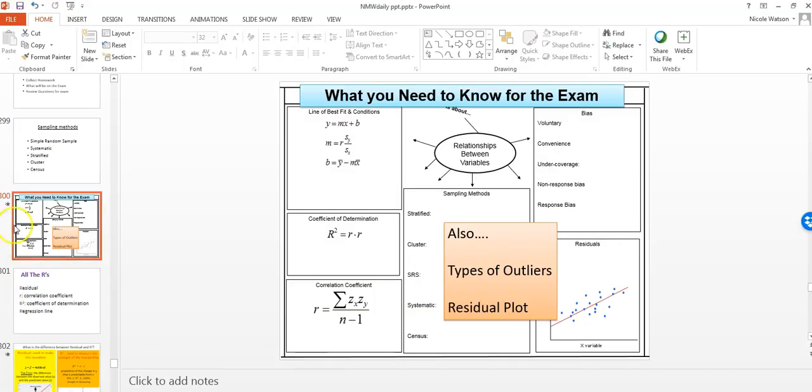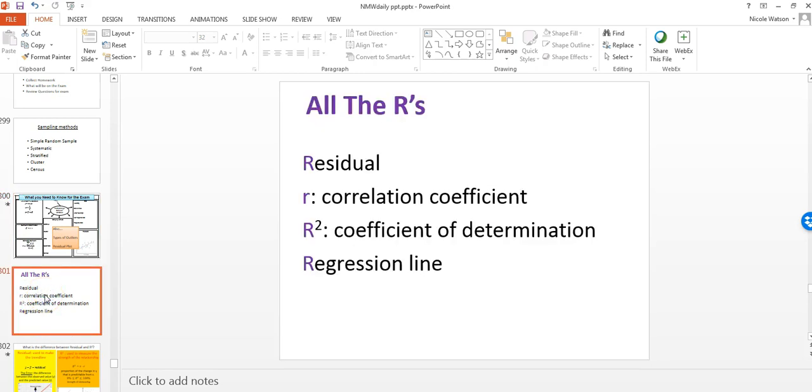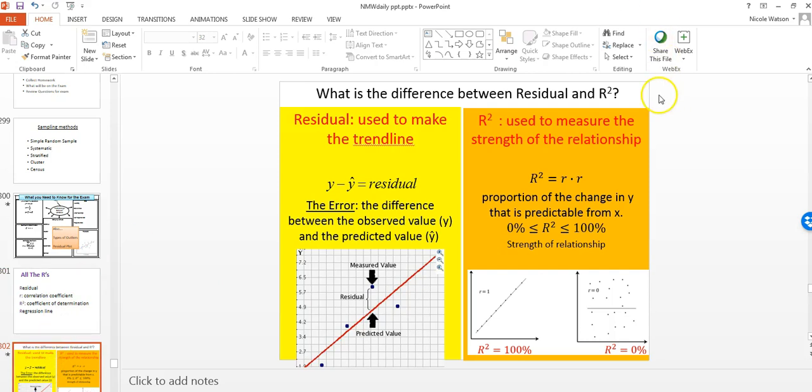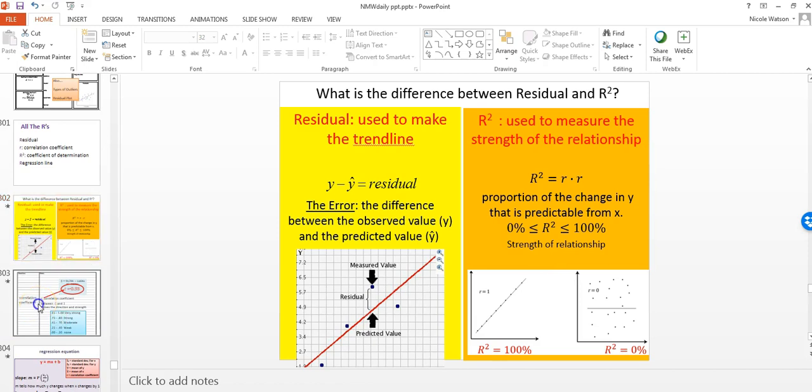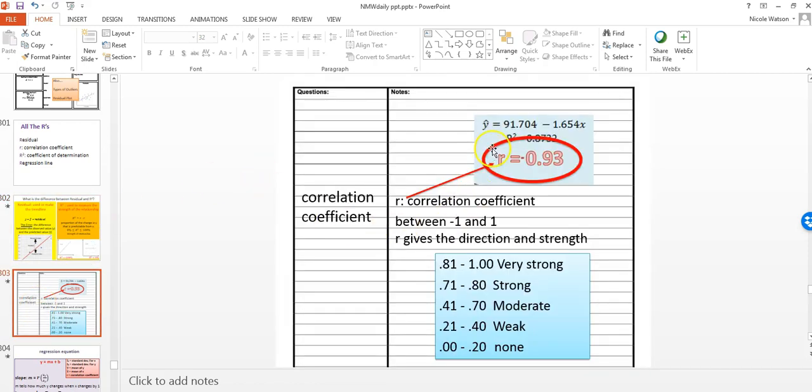Okay, so make sure on your test that you know all the r's: what a residual is, what the correlation coefficient is, what R squared is, and what the regression line is. Make sure you know the difference between residual and R squared. Make sure that's in your notes. Make sure you know what the correlation coefficient is, and you know all the information right here about this survey: strong, weak, very strong, moderate.